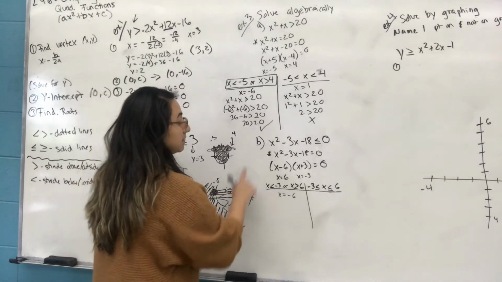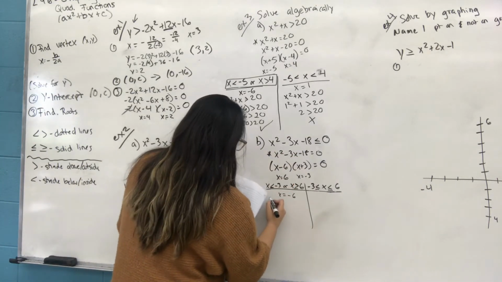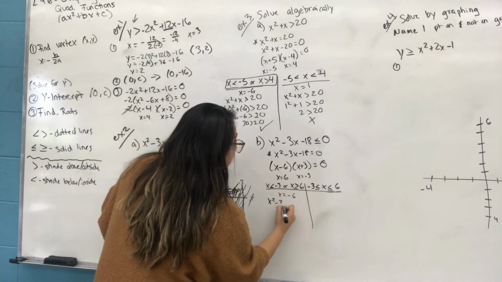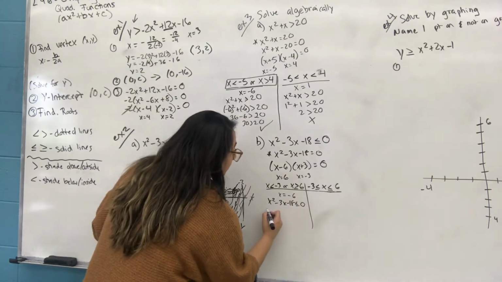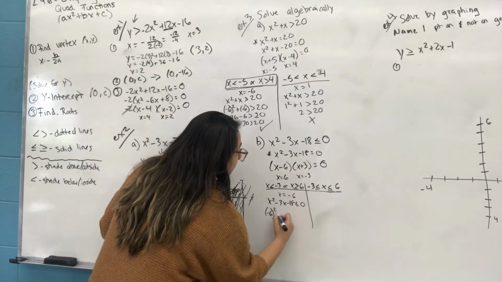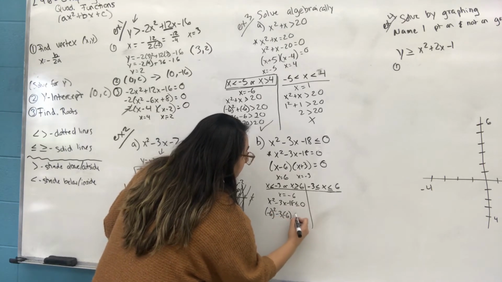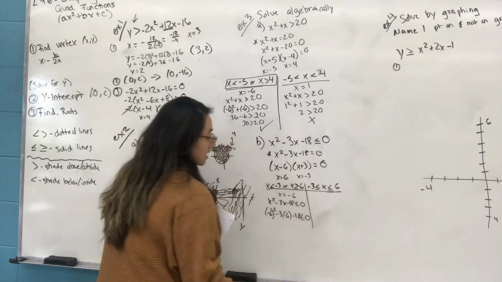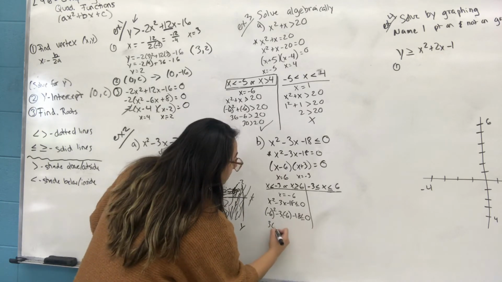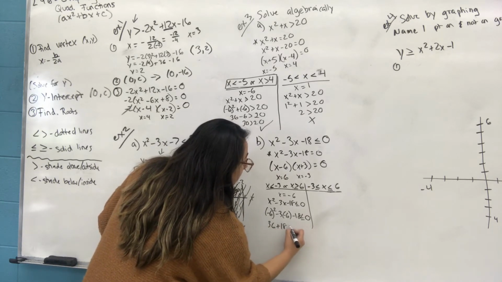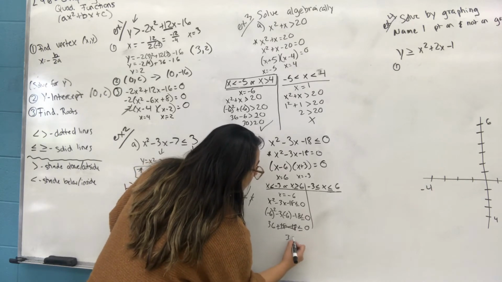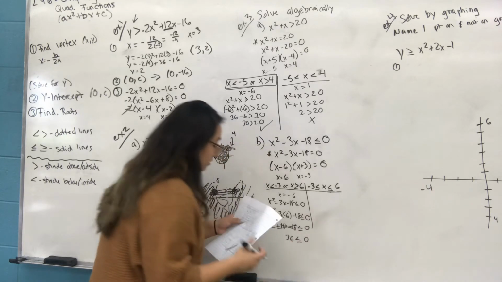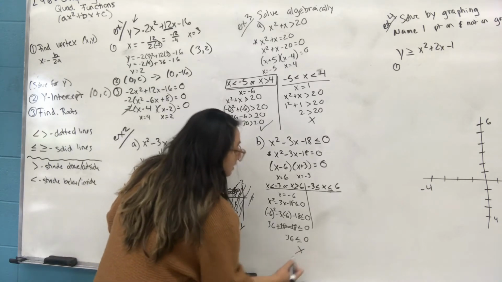Then we apply it to the original equation. So x squared minus 3x minus 18 is less than or equal to 0. Now we plug in what x is. We're going to choose negative 6. And then we solve. This is 36 plus 18 minus 18 should be less than or equal to 0. I get 36 is less than or equal to 0. In this case, it does not work out.